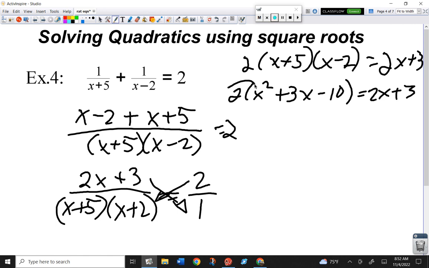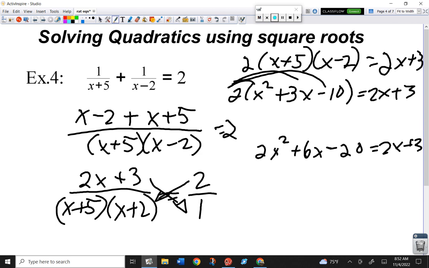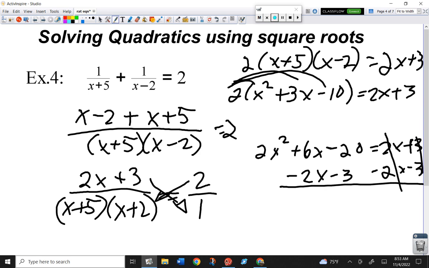Now I'm going to distribute the 2 inside to all 3 of these. I should get 2x squared plus 6x minus 20 equals 2x plus 3. Now, I'm going to subtract 2x and subtract 3 from this side. So minus 2x minus 3 on this side too. These cancel out to 0. And this will be 2x squared plus 4x. And this comes out to negative 23.